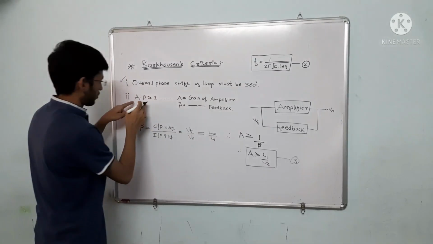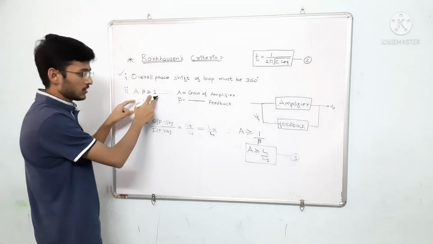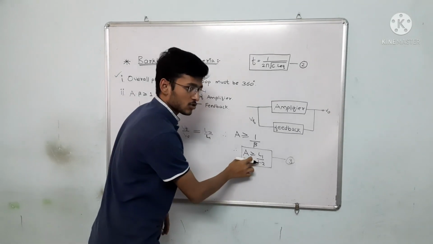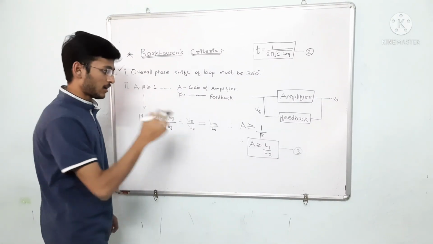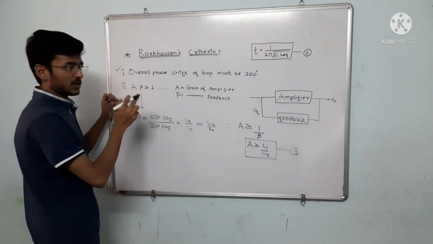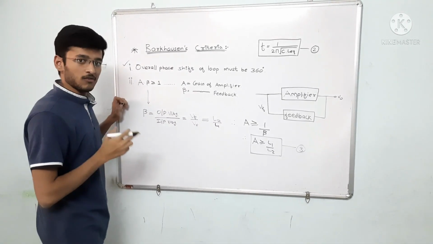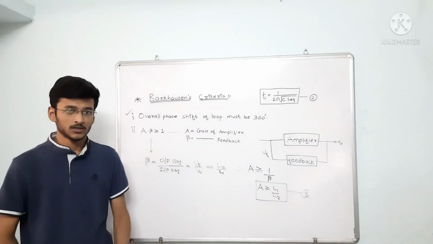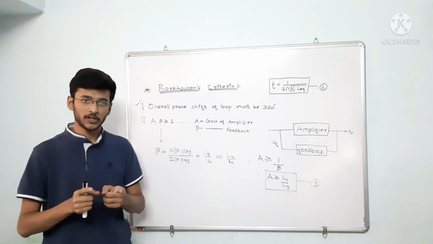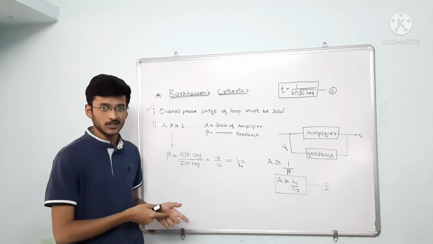As we know that for satisfying the Barkhausen criteria, A dot beta should be greater than or equal to 1, so the ratio of L1 and L2 must be greater than 1. And after getting this, we could say that the Barkhausen criteria for the Hartley oscillator is fully verified. Okay, so this was the whole concept of the oscillator, the Hartley oscillator, that we have discussed.